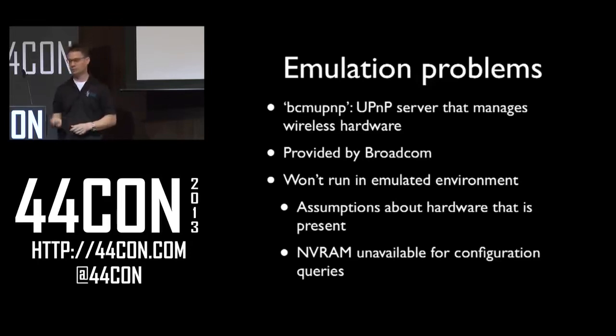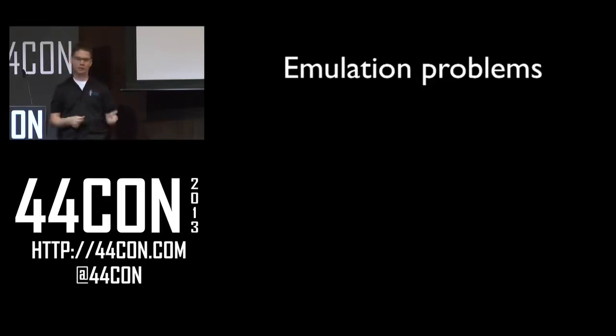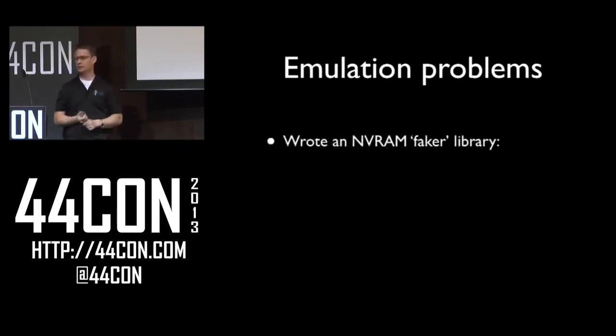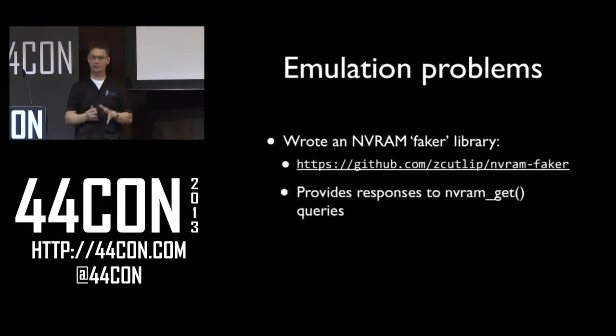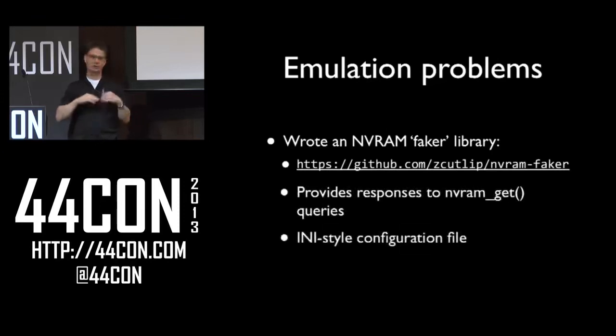So getting it going turned out to be a lot of work. That's one of the reasons I left this piece and came back to it multiple times. One of the things I ended up doing was basically write a faker library that would intercept calls to nvram_get and provide answers. You provide an INI style configuration file and hopefully make some sane guesses about the settings that should be found in NVRAM. And you can check out my library if you want from my GitHub repo. And again, I'll share this link at the end of the talk.